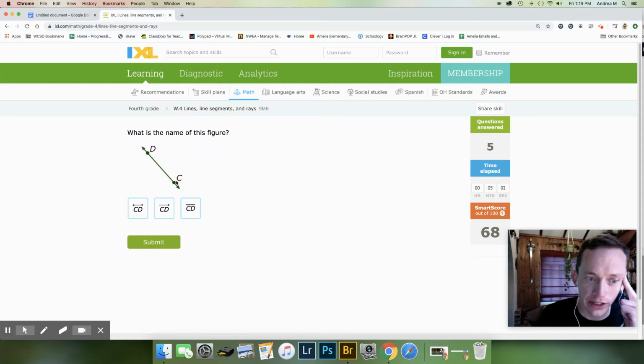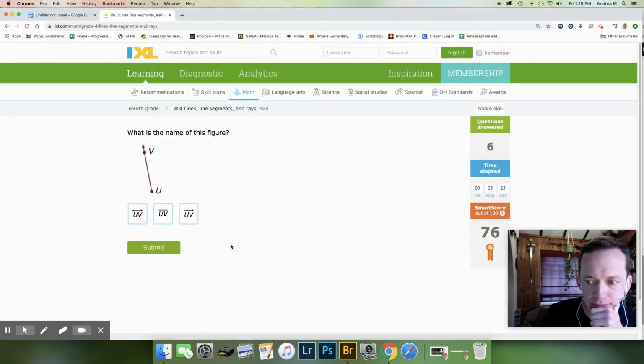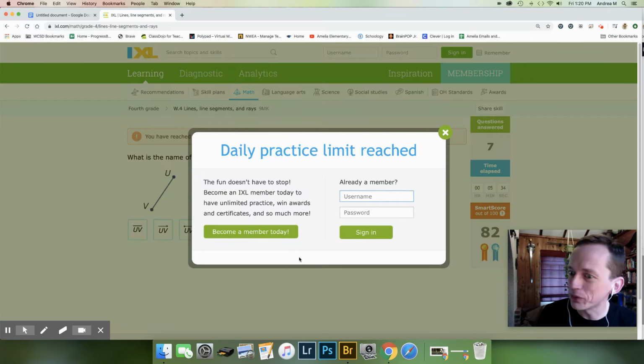What's the name of this figure? Well, it's using the letters CD. They're both using that. Now I want to look at the drawing. It has arrows at both sides. That means it's a line. So I want to look for the symbol that matches that. Look, this no arrows, only one arrow, and then this one has two. This is line CD. There we go. Got it. How about this one? This is a ray. Starts at U, goes through V. It's right here. Ray UV. Awesome. And we reached our limit.